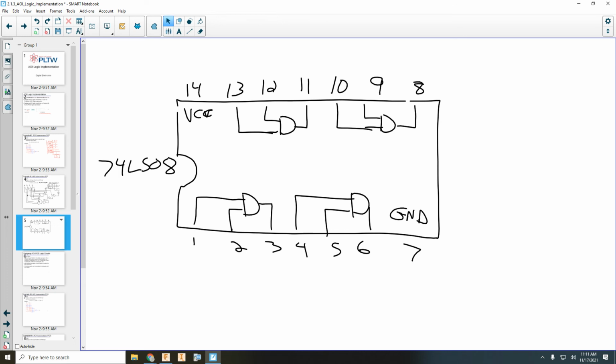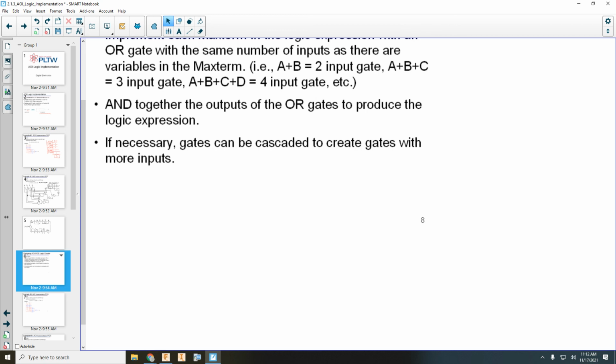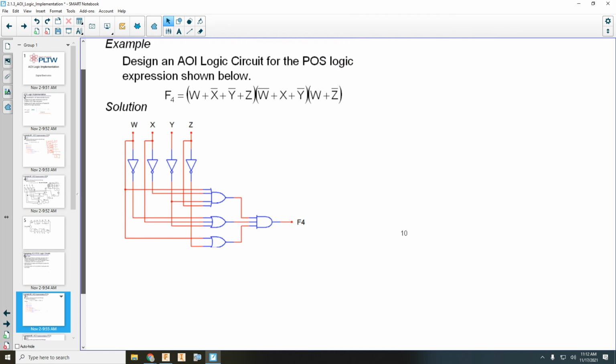Can I advance? Maybe. Okay, that was a sum of products. A product of sums circuit is usually a little bit less common, but sometimes they are more efficient. It just depends on the circuit. So a product of sums basically does the same thing. We have our OR gates first, and then they go into an AND gate last. So we're just switching our ANDs and ORs.